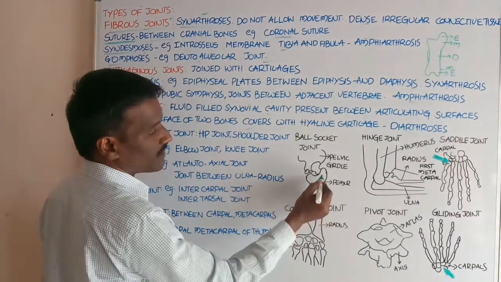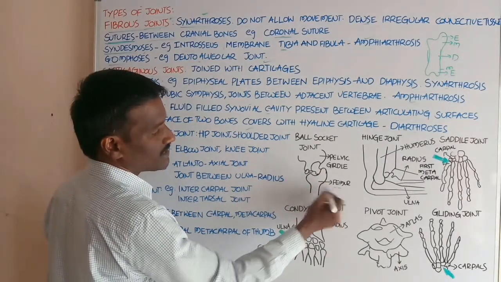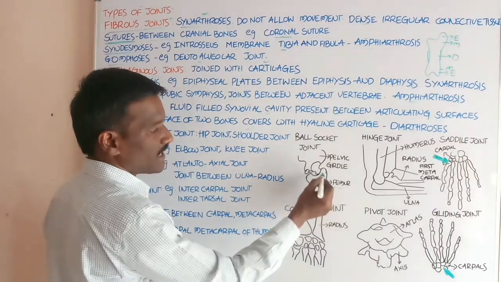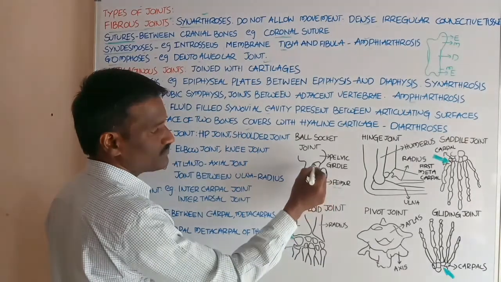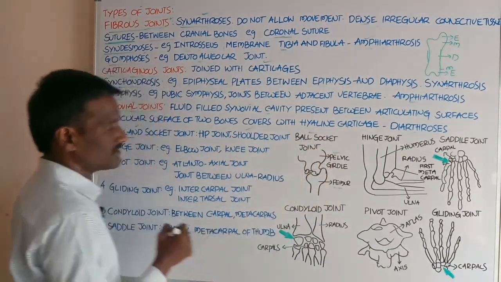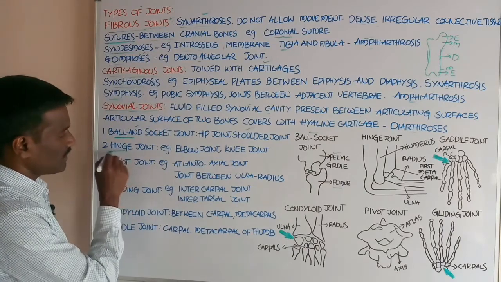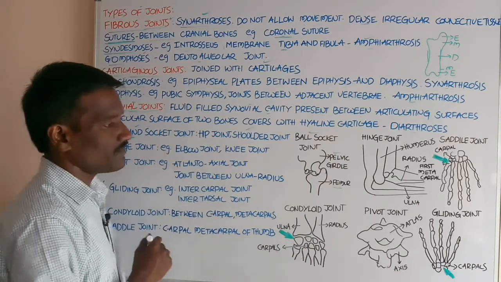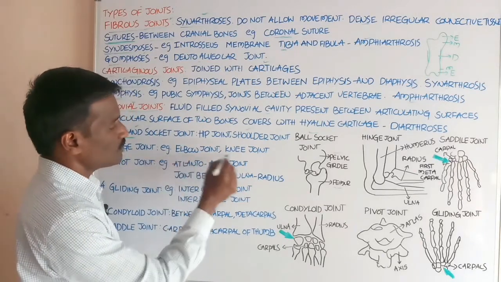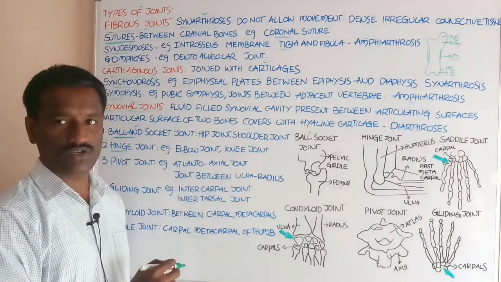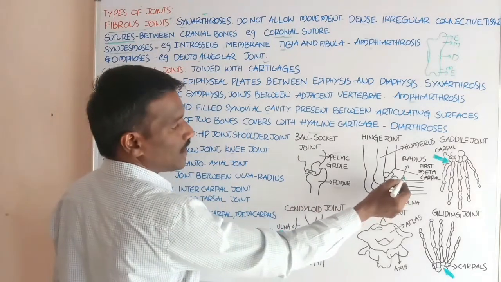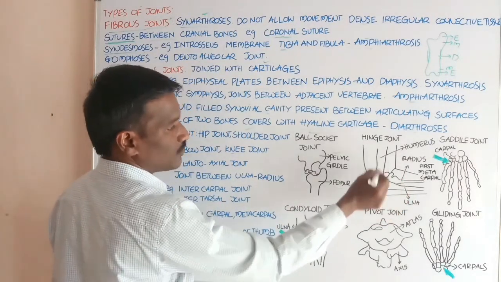This is the head part of the femur. Femur is the longest bone in the human body. It is fixed in the acetabulum of the pelvic girdle and forms the ball and socket joint. Next, second one, hinge joint. Which one is the example for hinge joint? Elbow joint, knee joint. The joint between the ulna and radius and the humerus.